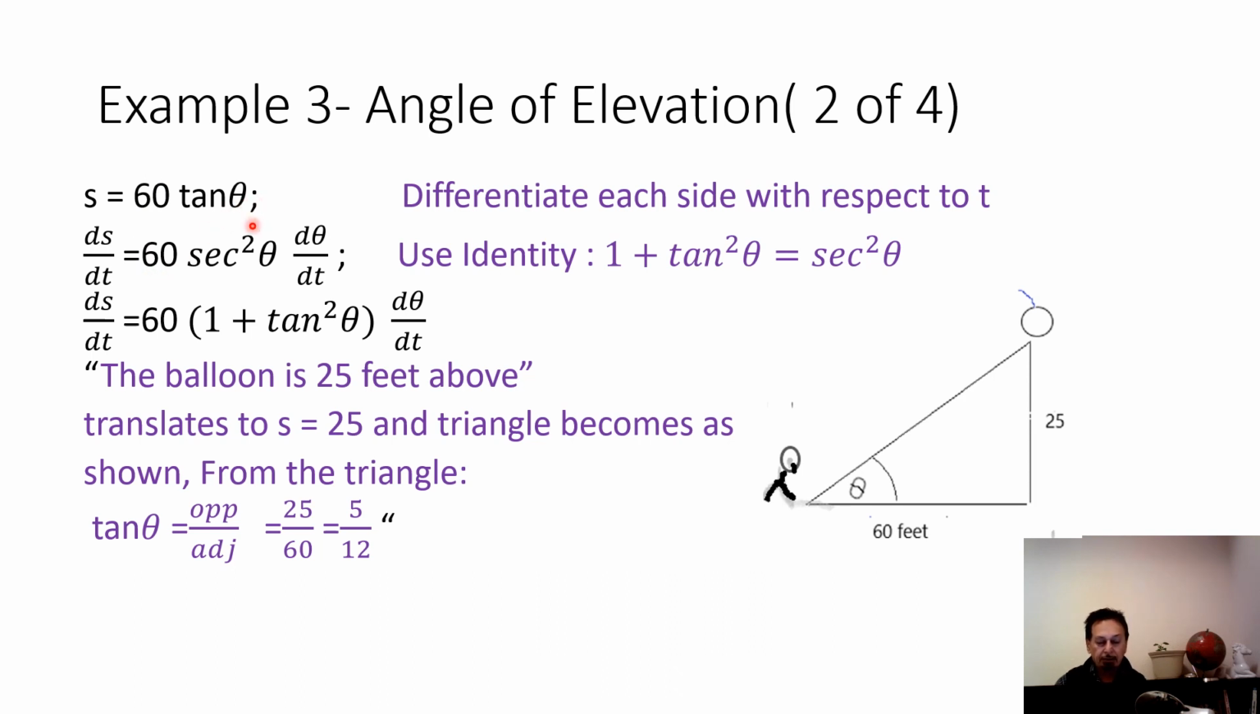The derivative of tangent is secant squared theta, but now I have to multiply by the derivative of theta with respect to t, which is d theta over dt. And we have to find d theta over dt. So secant squared theta we can replace with 1 plus tangent squared theta. So our equation becomes ds over dt equals 60 times 1 plus tangent squared theta, d theta over dt.